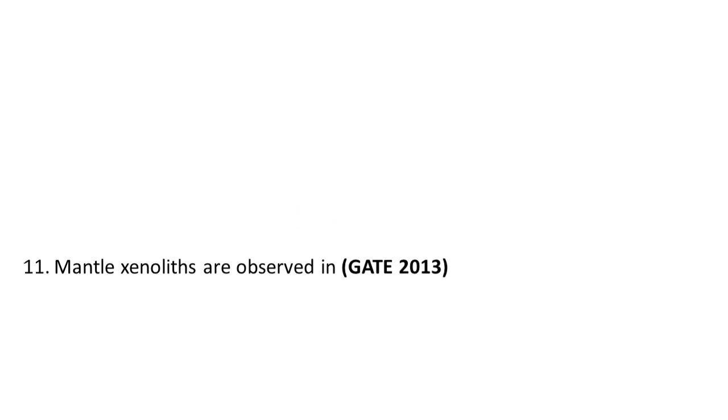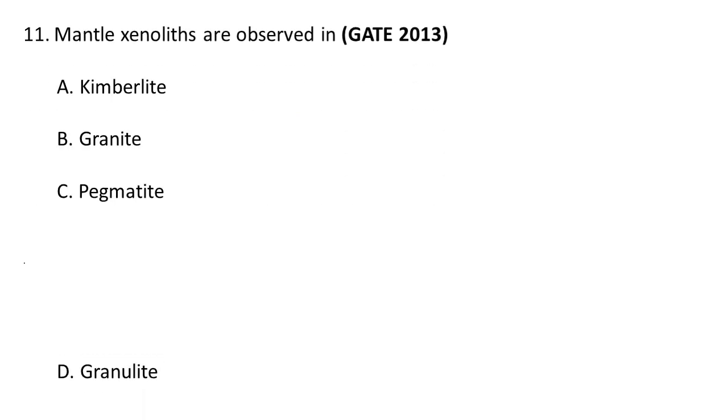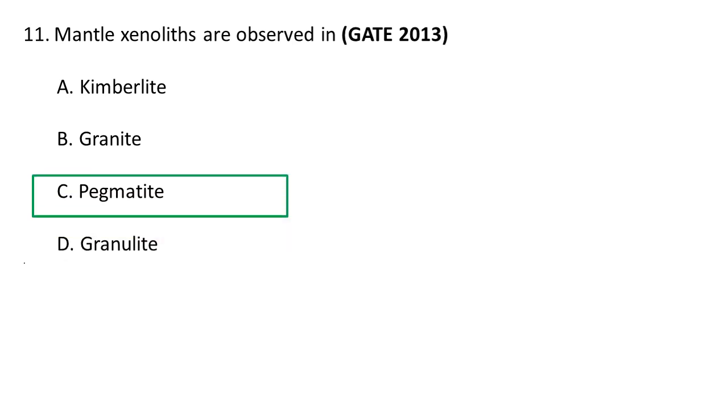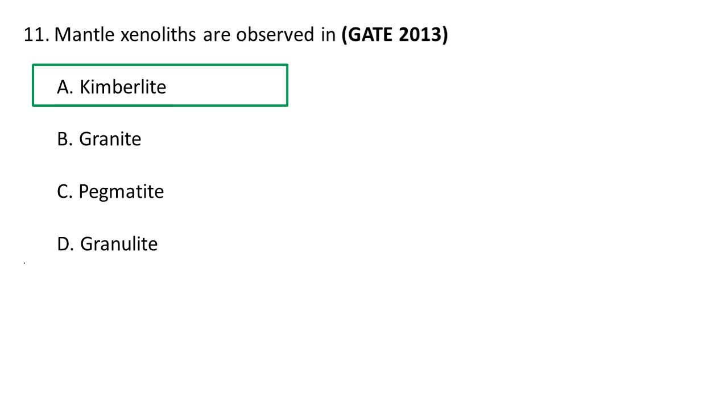Next question. Mantle xenoliths are observed in: A kimberlite, B granite, C pegmatite, and D granulite. Mantle xenoliths are observed in kimberlite. Mantle xenoliths are fragments of the mantle brought to the earth's surface during volcanic eruptions. They are common in alkali basalts and in kimberlite pipes, and provide an important constraint on mineral assemblages in the upper mantle. Next question.